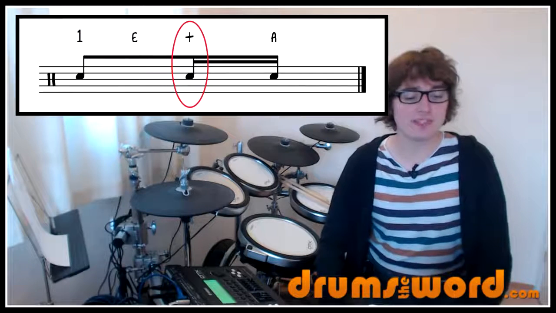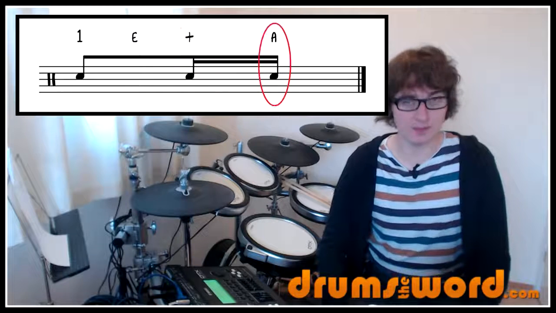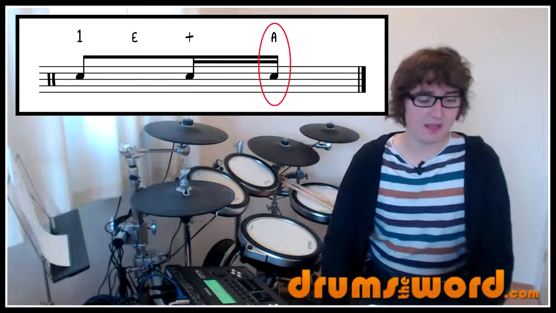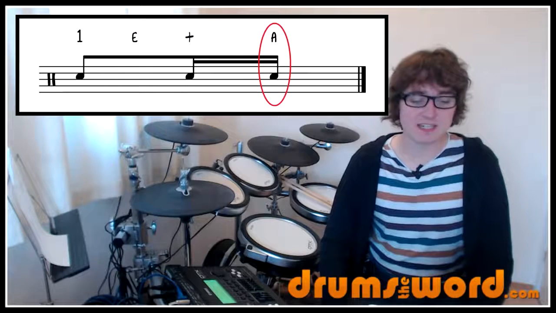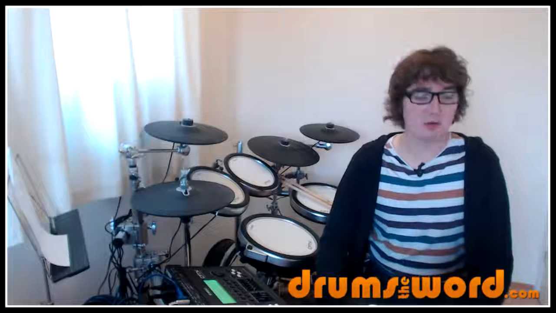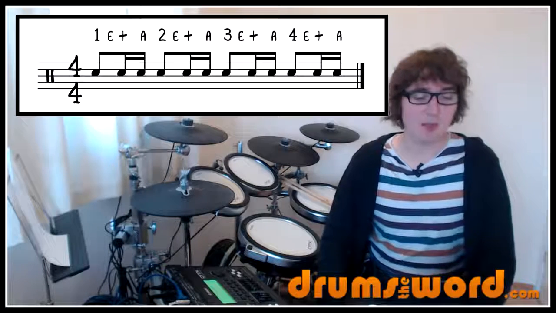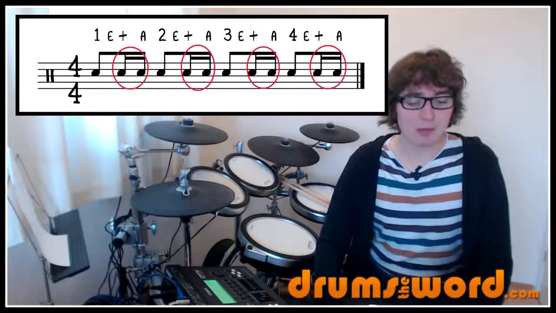Now, because this note is a 16th, the next note must fall a 16th note later on the A of beat 1, which it does. But the last note of the grouping is also a 16th, so the next note falls a 16th note later, which happens to be the next beat of the bar. So, looking at the whole bar again, we play on each downbeat, skip the E, and play on both the and and the A, like this.